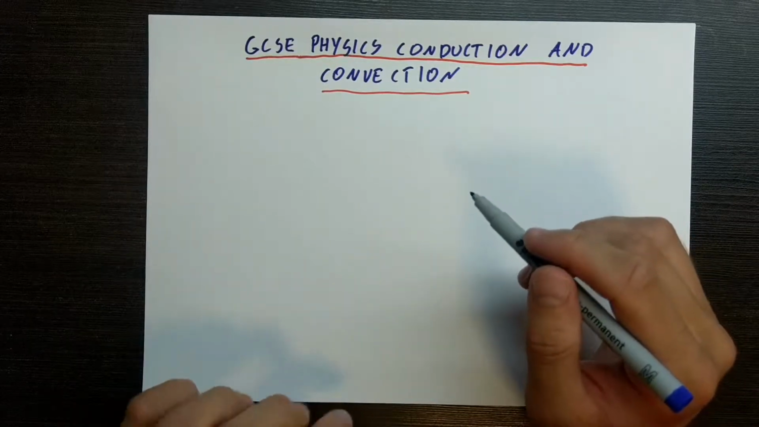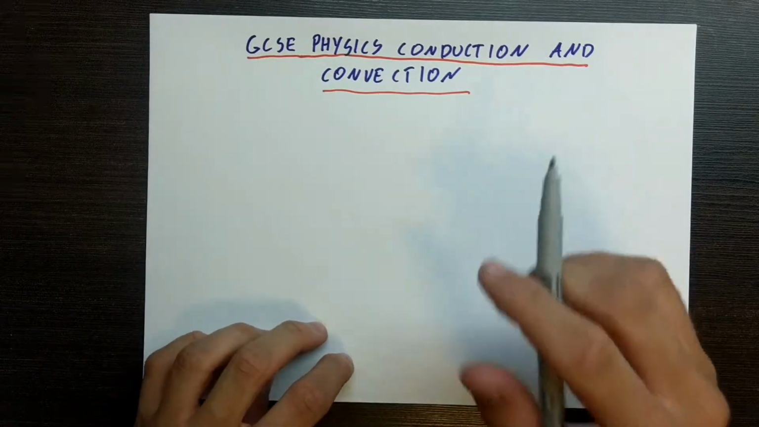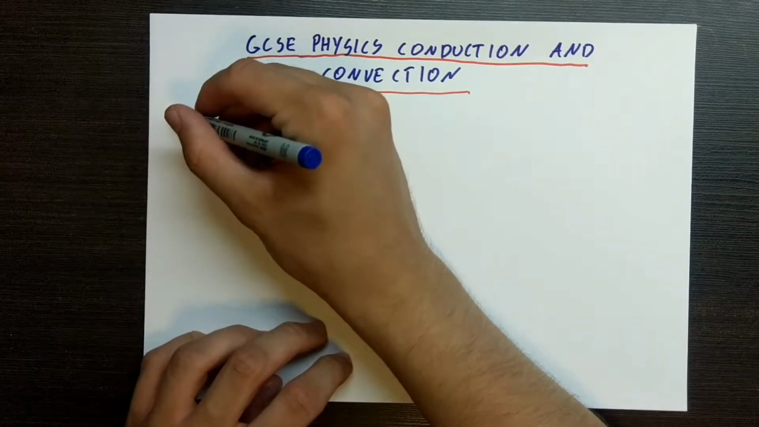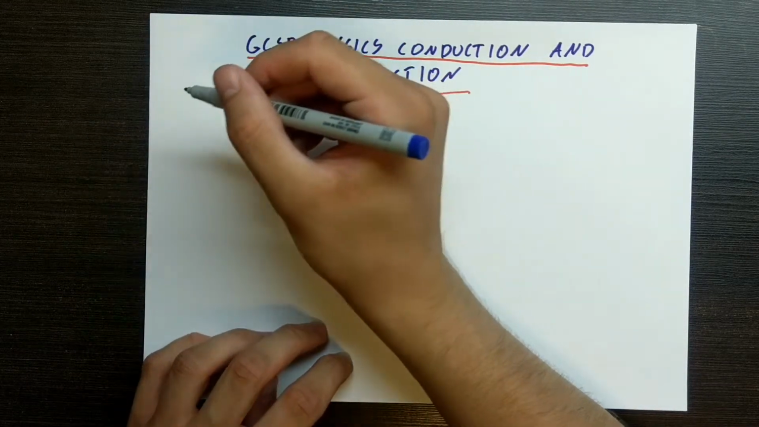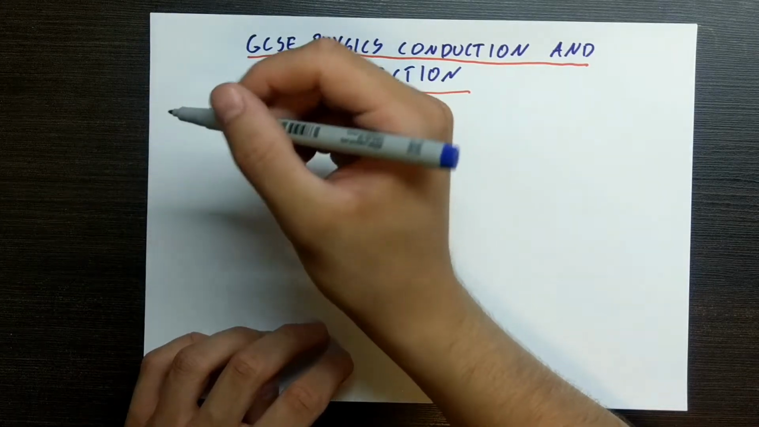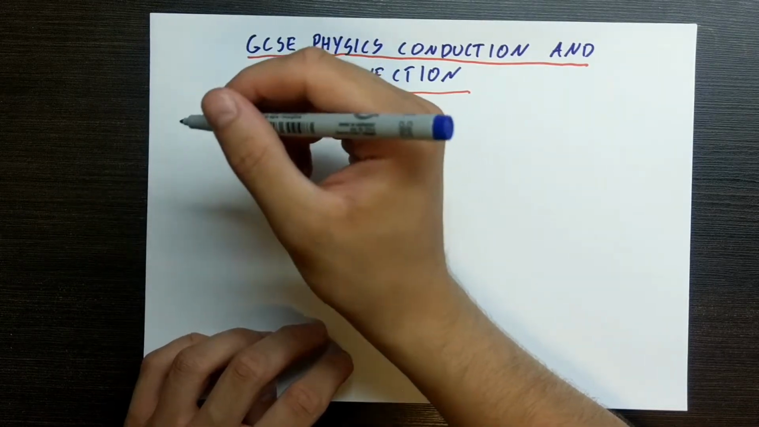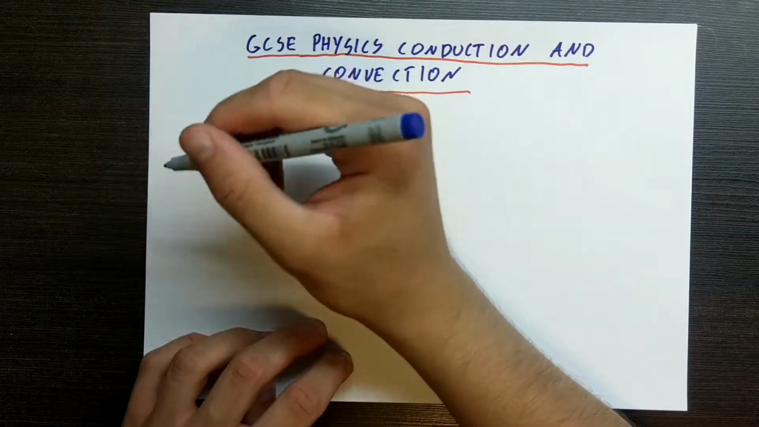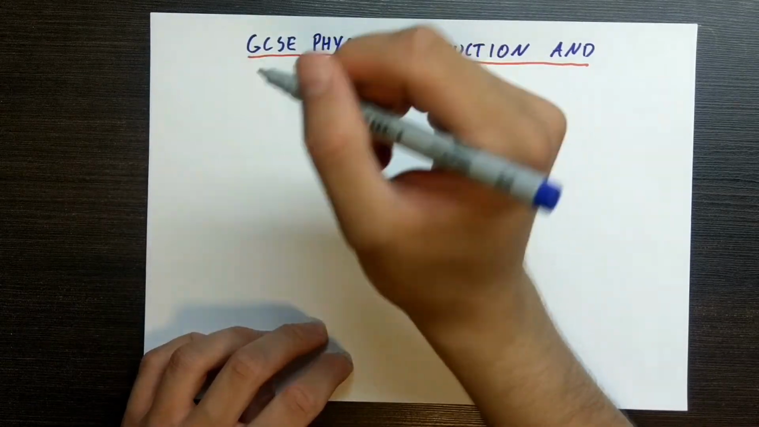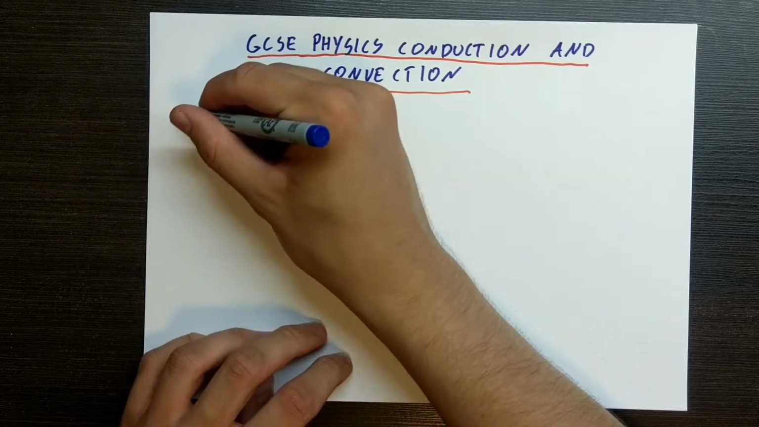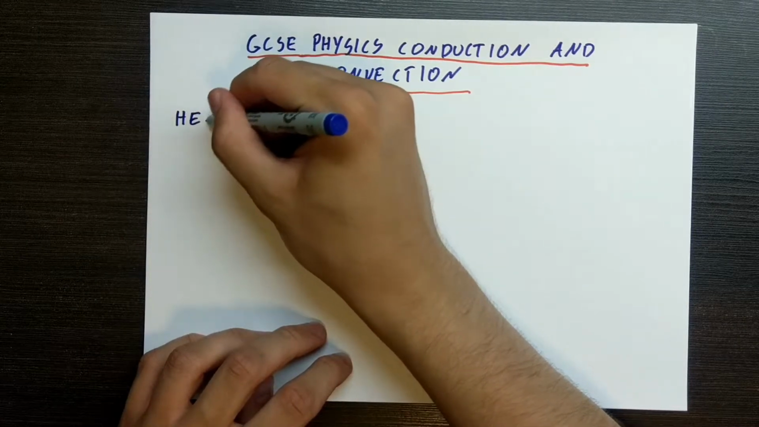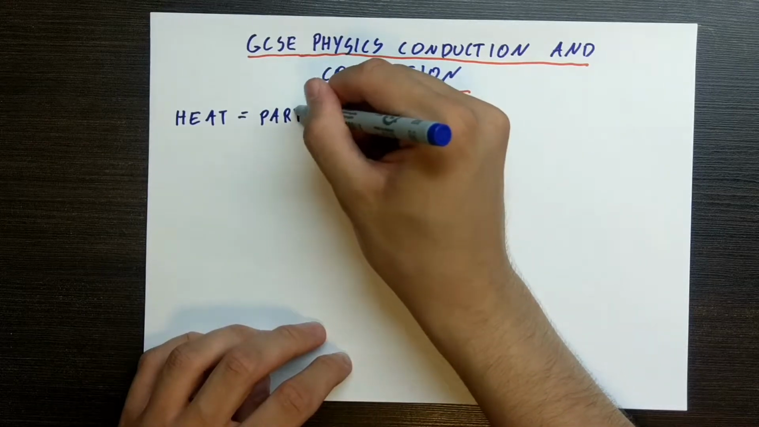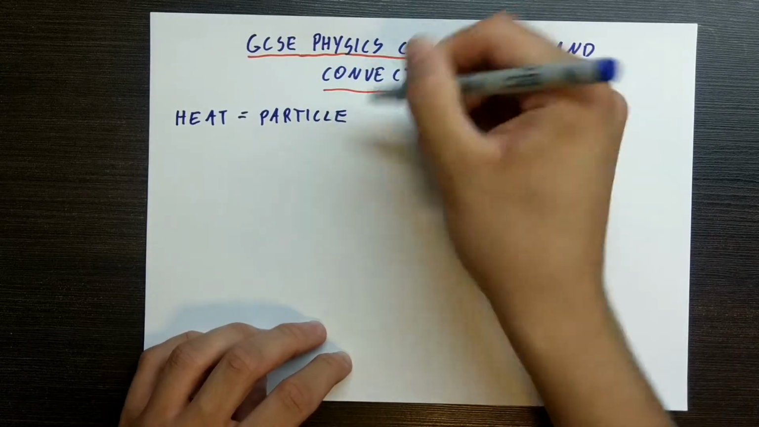Okay, so first of all, we need to understand what is heat. Well, heat is the energy that particles possess, the vibrations of particles. I will show you exactly what I mean. So heat equals particle vibrations.